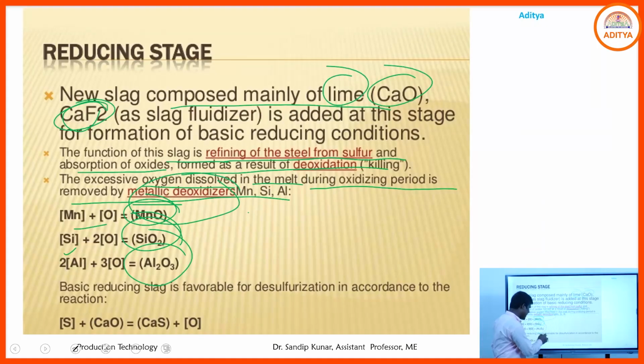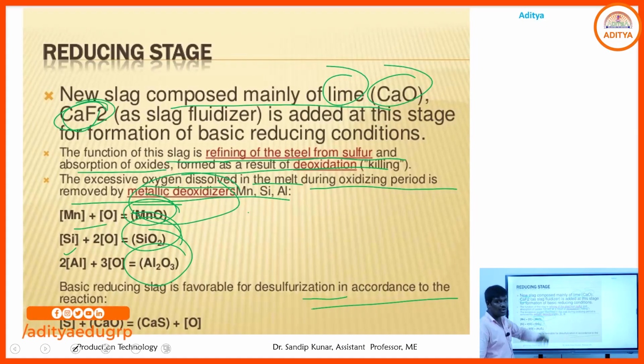Then basic reducing slag is favorable for desulfurization. For desulfurization, S plus CaO gives CaS plus O. Calcium sulfide will be formed. Using these, we easily remove the sulfur and oxides from the molten metal.